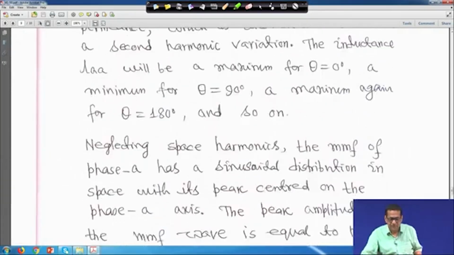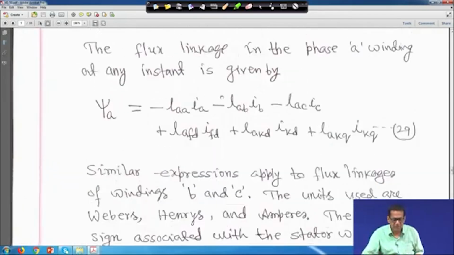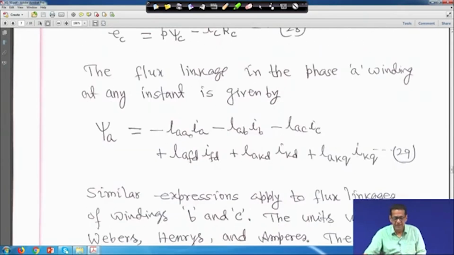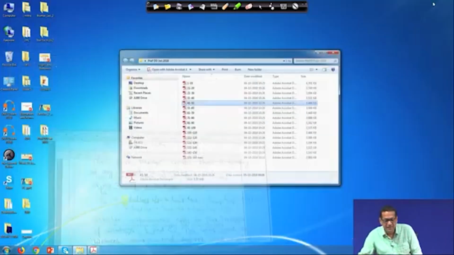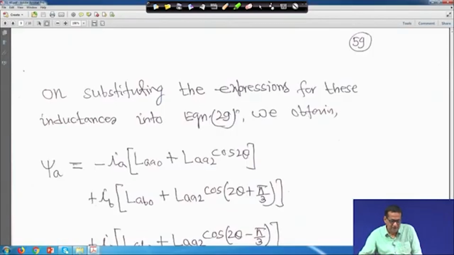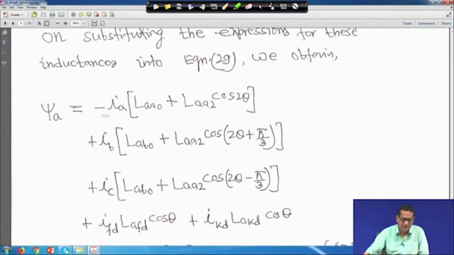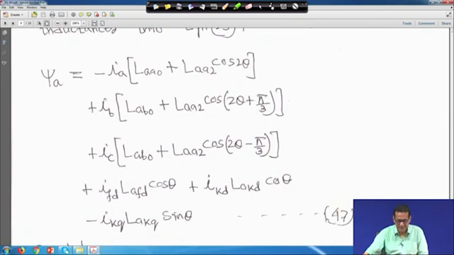Here only. So, just have a look at that equation, this is equation 29, right, and here we have minus LAIA minus LABIB minus LACIC plus all these things, right. So, you have to substitute the expressions of LAA, LAB, LAC, and here also you have to substitute LAFD, LAKD, and then only you will get this expression for psi A, right, it will be minus IA and so on. So, this is equation 47. Thank you very much, we will be back again.